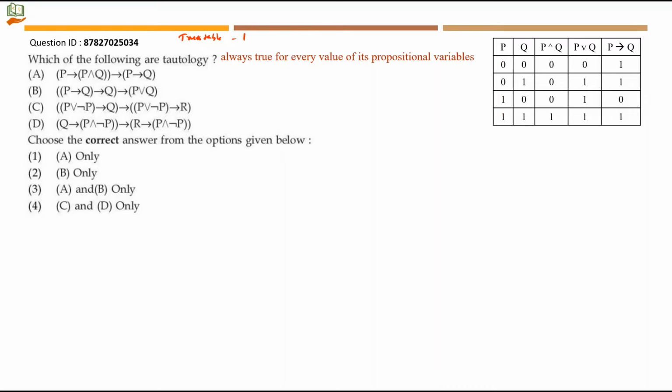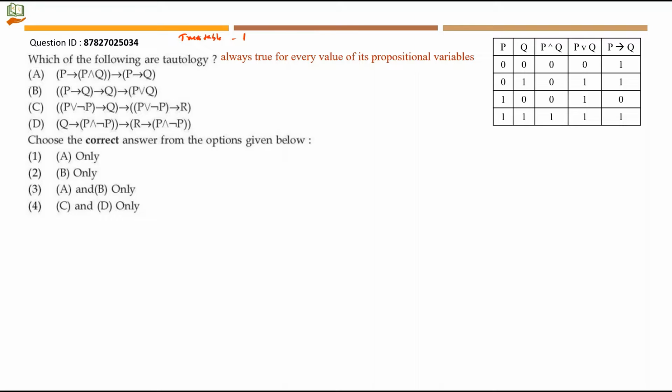Now we will just see the truth table of certain operations. If we take P and Q alone, you have 4 sets of values: 0 0, 0 1, 1 0 and 1 1. When you take P and Q, whenever both P and Q are 1, you will have 1. Then we have P or Q. Whenever P and Q are 0, we will have 0. In the rest of the cases it is 1.